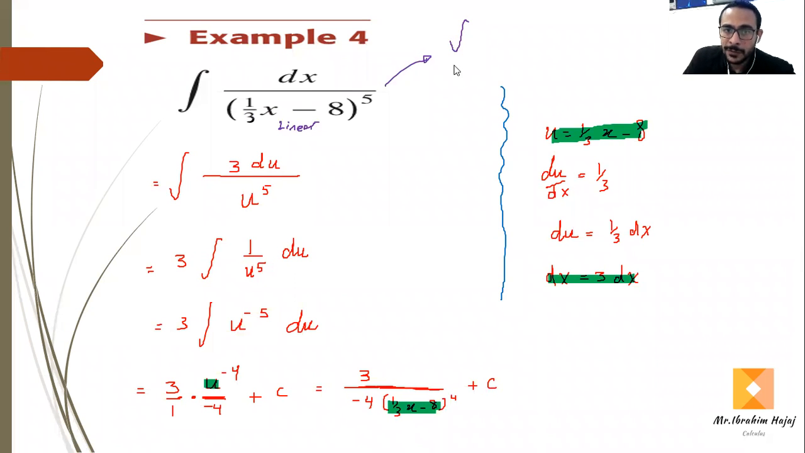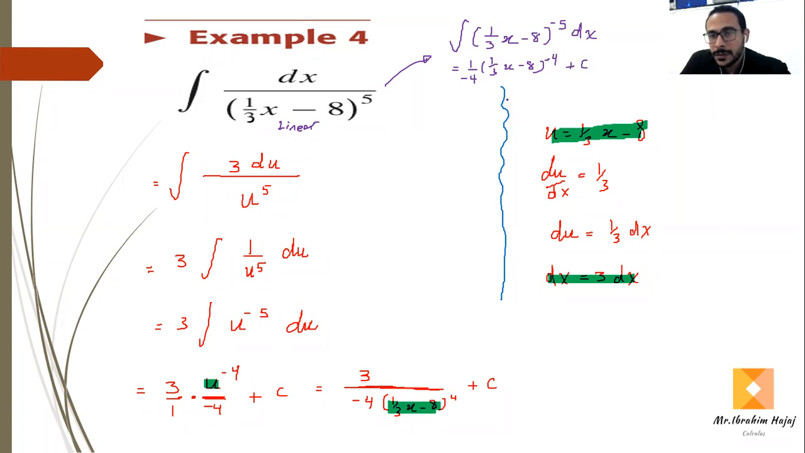Who can do it, guys? The integral of 1 over 3x minus 8 to the power of negative 5 dx. 1 over 3x minus 8 to the power of negative 4, over negative 4, times 1 over negative 4, plus c. Okay, but where is the 3? We forgot, Mr. Omar, to divide by 3.